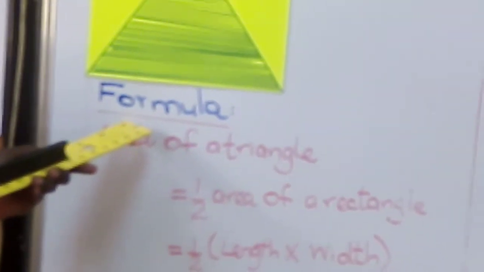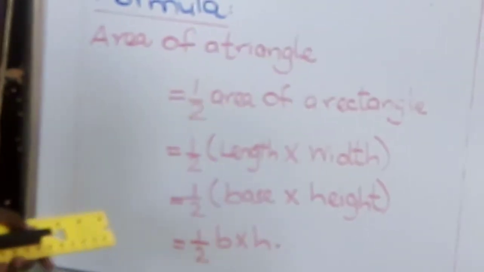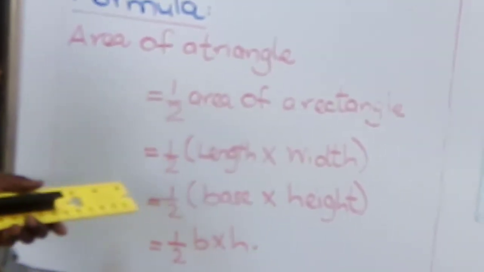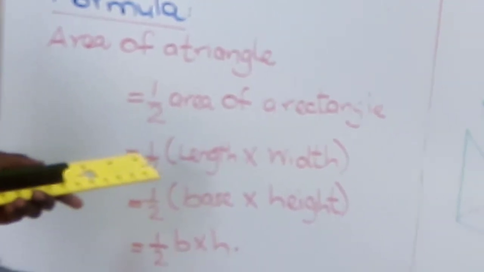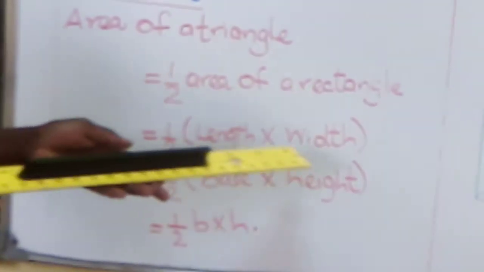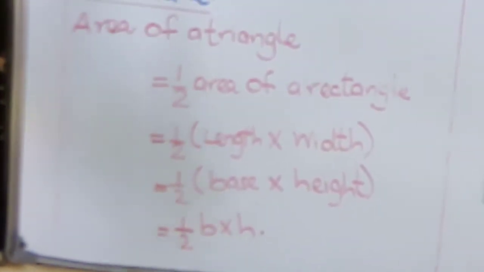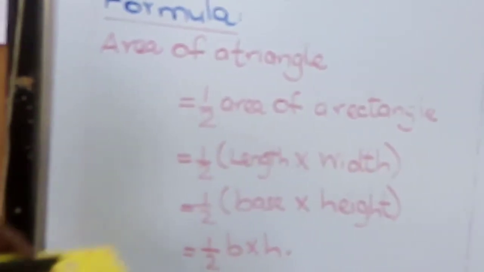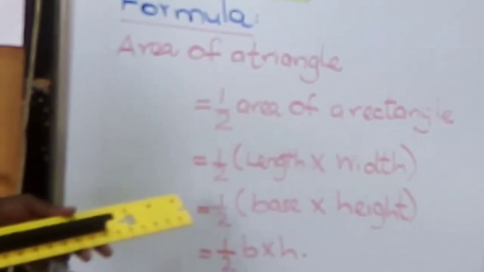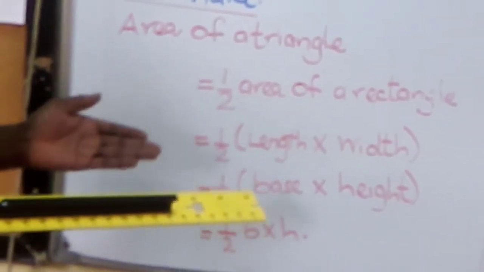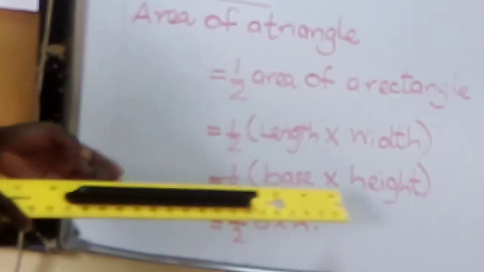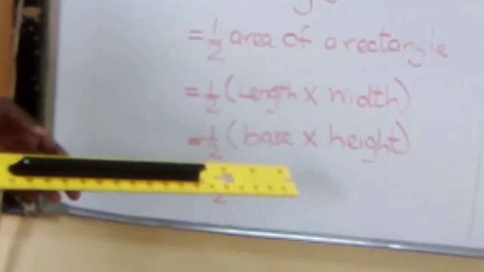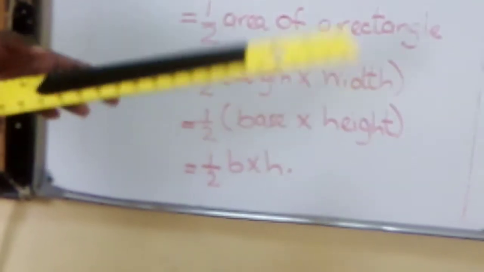Having explained that, we can now write the formula of finding the area of a triangle. The area of a triangle equals half the area of a rectangle. And so, how do you find the area of a rectangle? Area of a rectangle is length times width. So half length times width is the area of the shaded region. For a triangle, we don't have length and width. The length becomes the base and the width becomes the height. And so for a triangle, we have half times base times height.